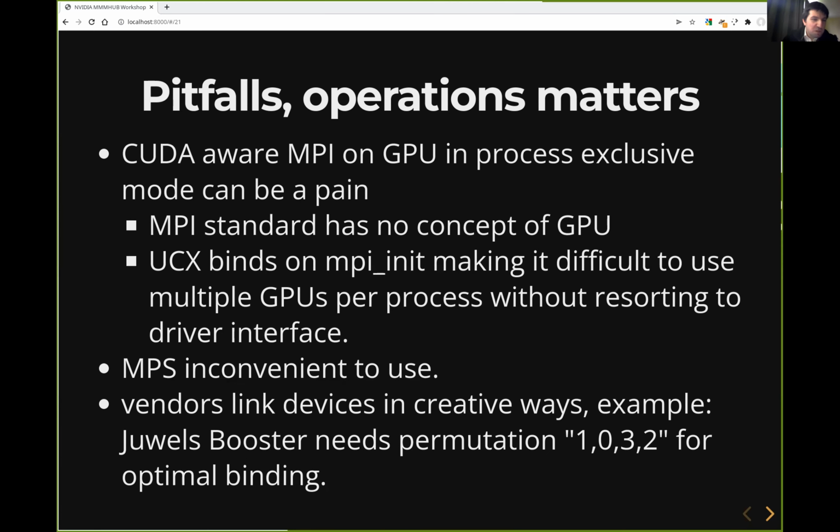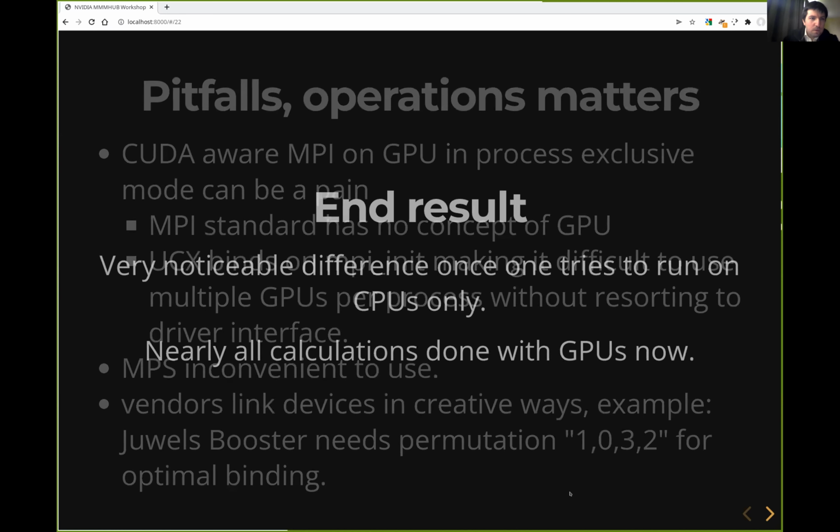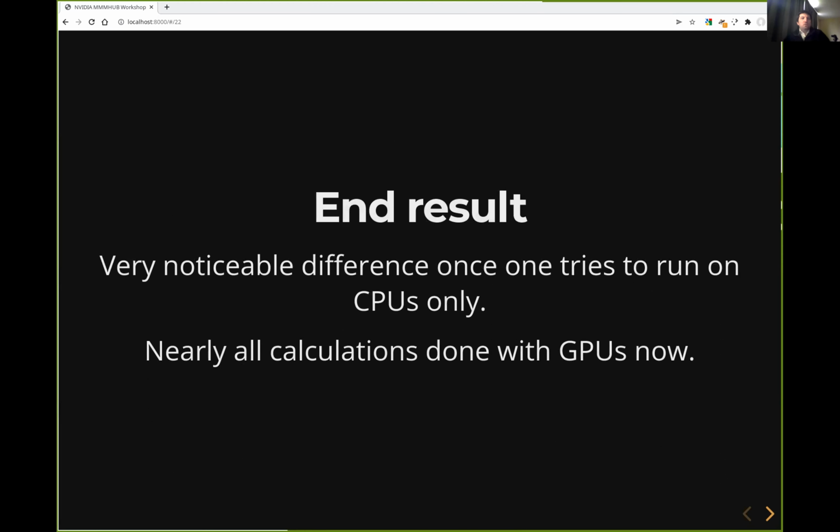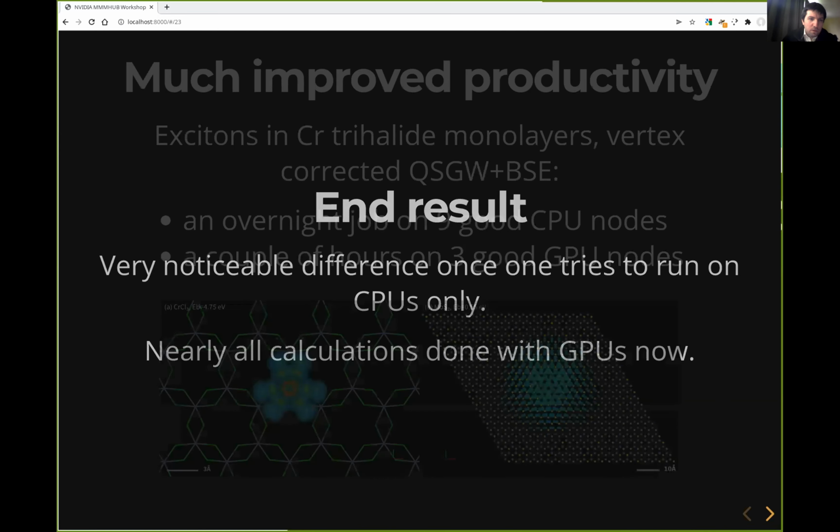Another strange thing is that vendors sometimes just link devices in weird orders. I think Jiri mentioned that in the beginning of the day, that you might need to reorder things for optimal binding to avoid cross accesses. And the result is that there is a very noticeable difference once one tries to run on CPUs only again. Nowadays, nearly all the calculations with our codes are done on GPUs. It's just night and day difference.